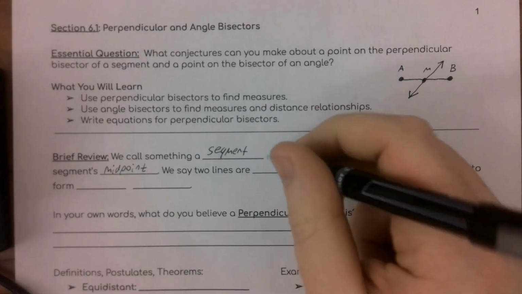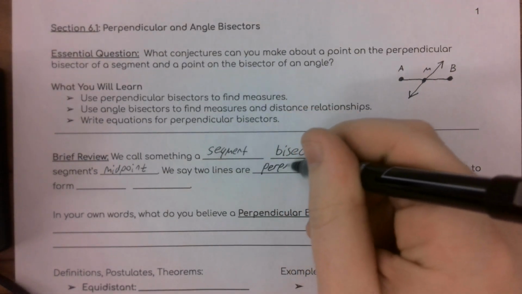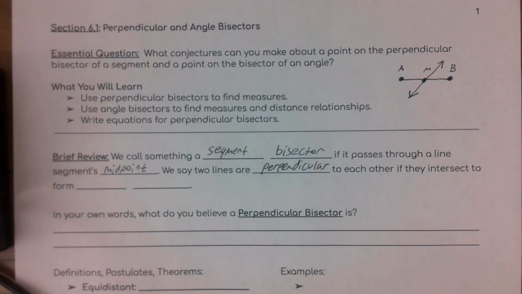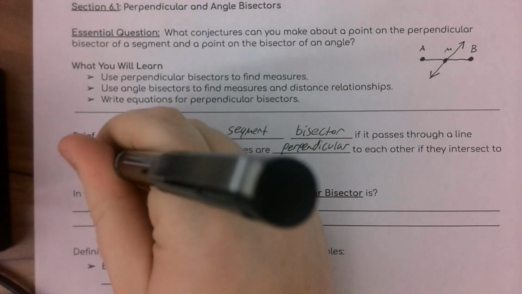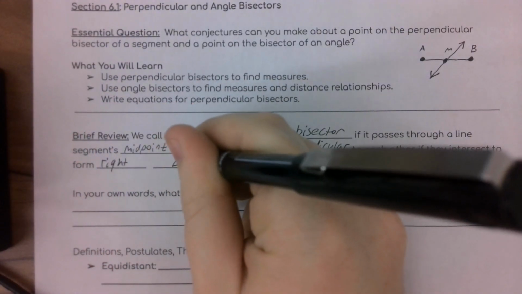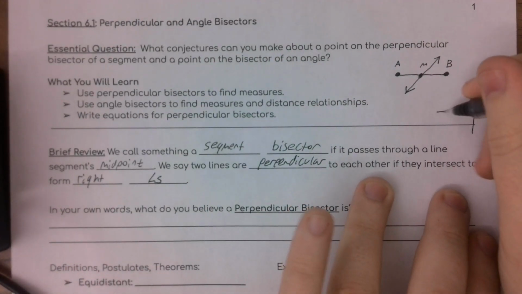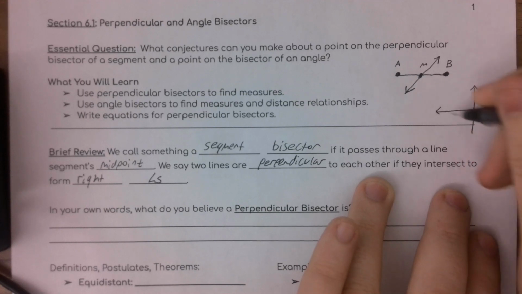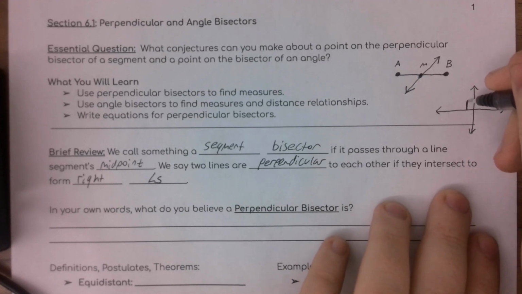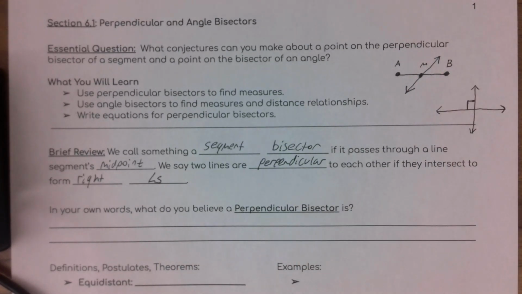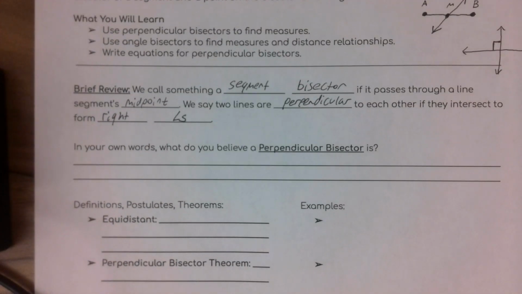Another thing that we talked about in the past is we say two lines are perpendicular to each other if they intersect to form, specifically, right angles. So as long as two lines cross in a way that creates a right angle, those two lines are perpendicular. Keeping these two ideas in mind, segment bisector and the word perpendicular, take a guess as to what a perpendicular bisector is.